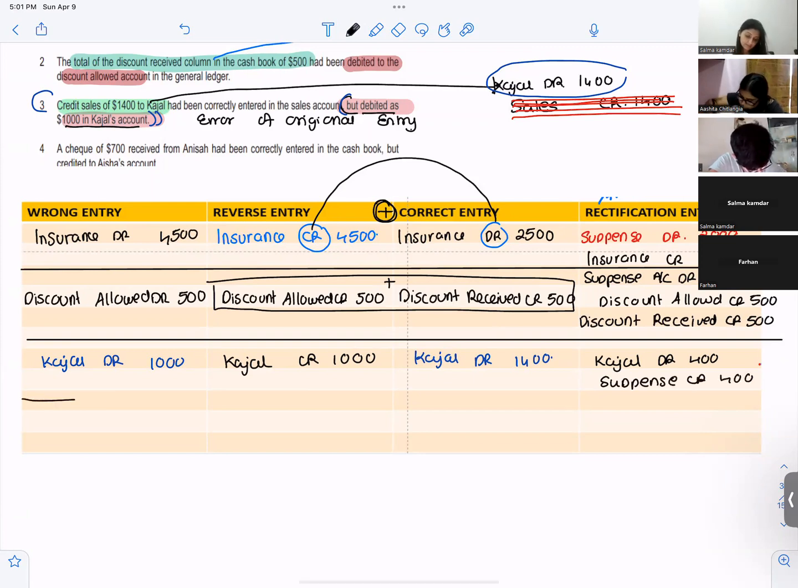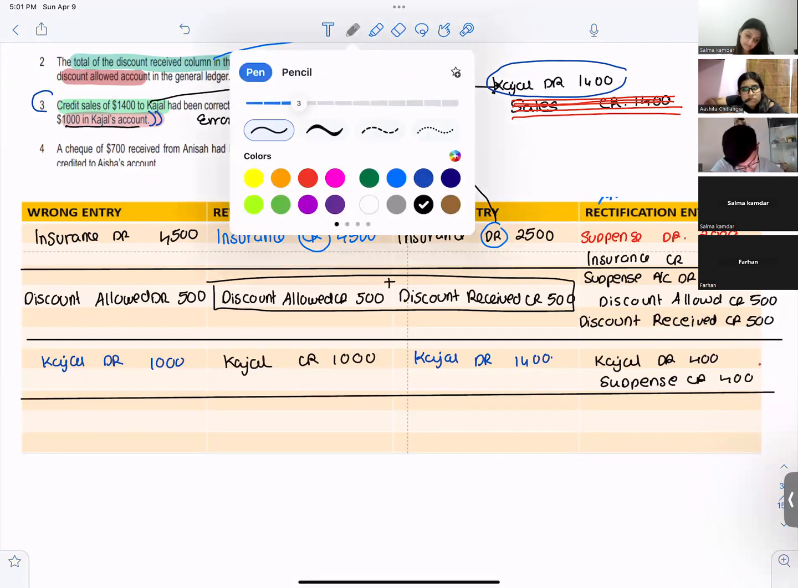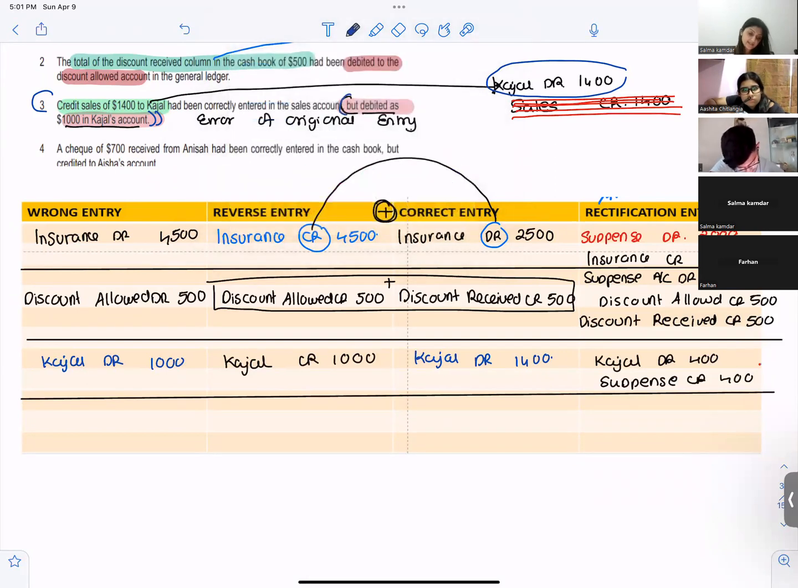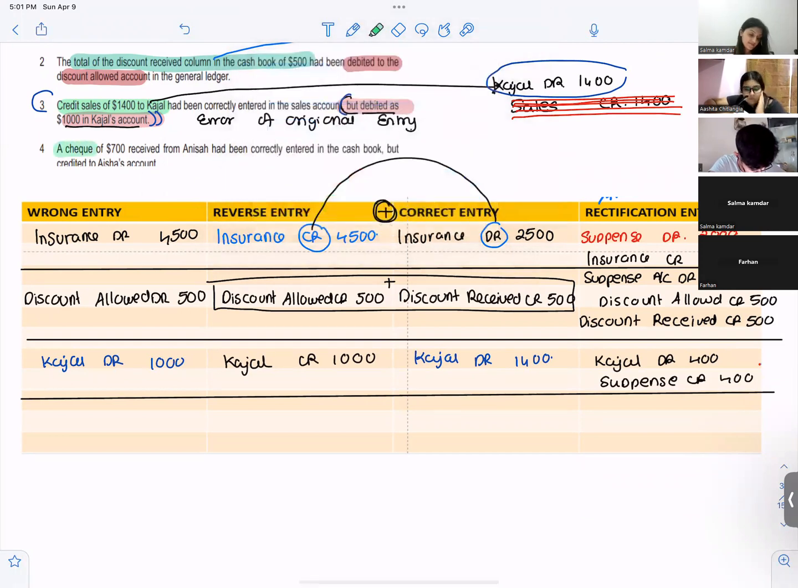Okay, last one. A cheque of 700 received from Anisa has been correctly entered in the cash book. A cheque of 700 received from Anisa. Can you give me the entry of receiving a cheque? Bank.